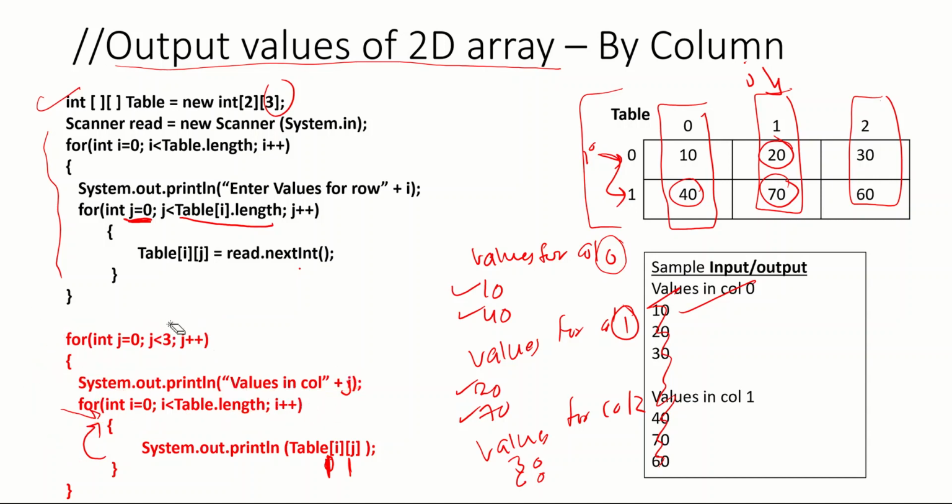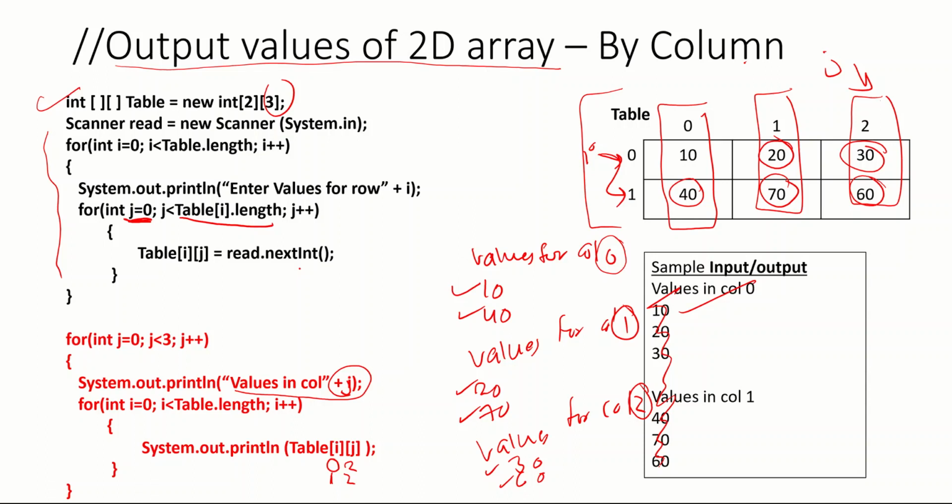Now, if you keep going with your loops, J will be moving to the last value. So now we print the values of J, and the value of J is currently 2, and then go for each I. So I will be moving 0 and 1, but we know that J will be fixed, so it will be 2. So 0 and 2, which is 30, and 1 and 2, which is 60. So we will do the output as follows.